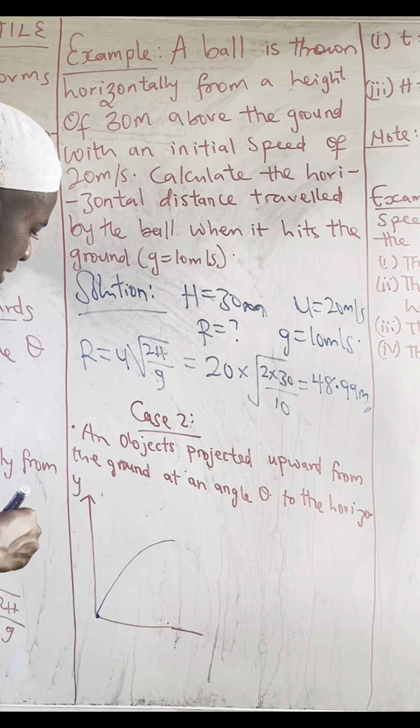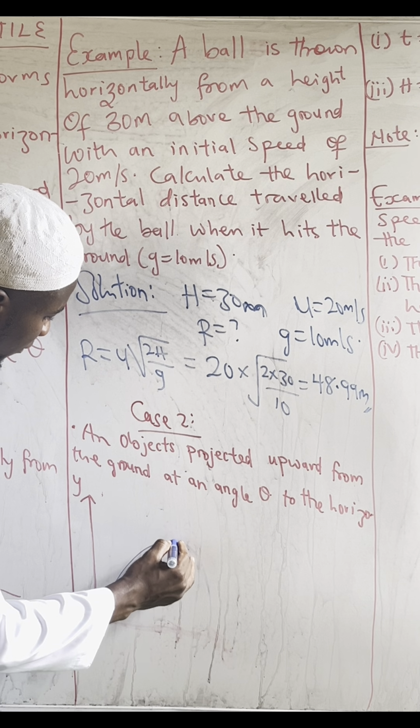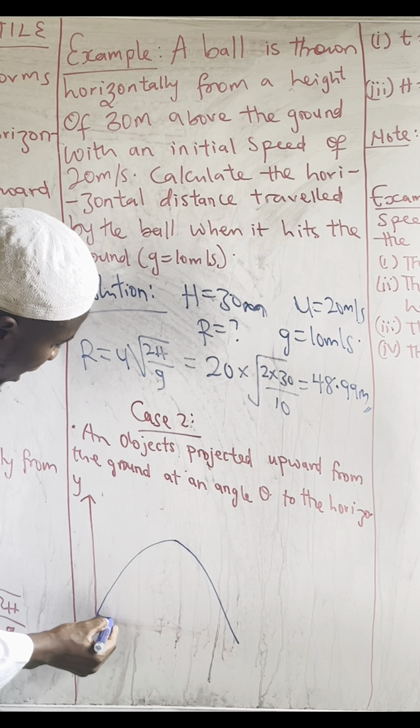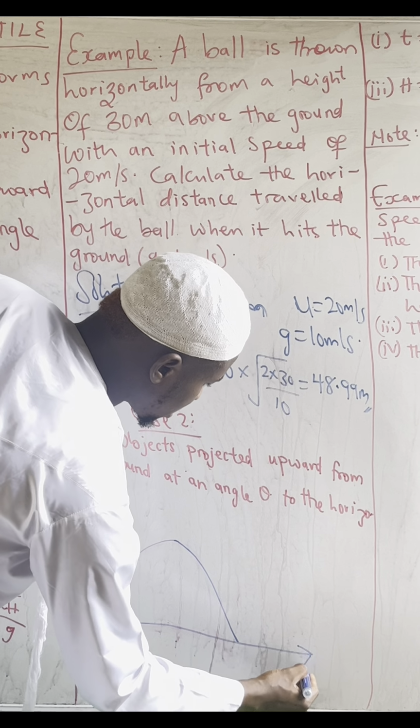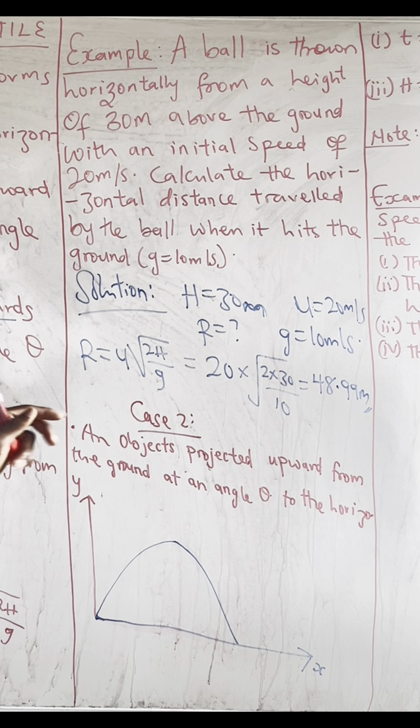Let me extend. Let's say this object was projected upward. Then come back here. We can draw the horizontal direction to be this. This is the x. This is the y. So guys, let's do this together.